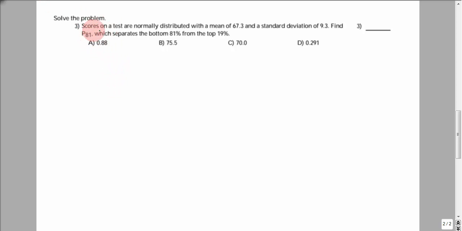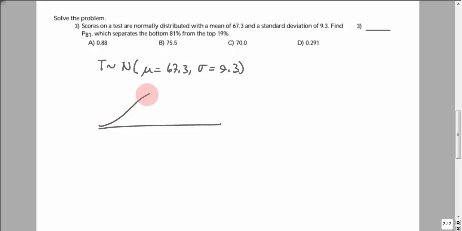So if we read this, it says scores on a test are normally distributed. So we'll call the scores on a test T, and say T is distributed normally, and the mean is 67.3, and the standard deviation is 9.3. The question says find P sub 81, which separates the bottom 81% from the top 19%. So that's the 81st percentile really. So we're given the area here, so we're going to work this backward.